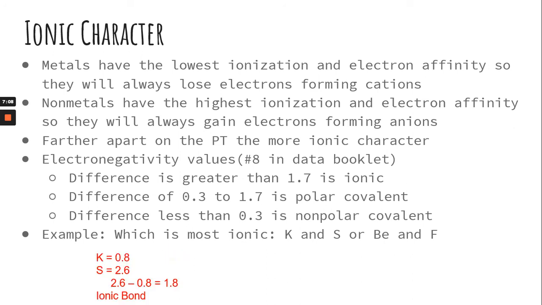So potassium, based on our electronegativity values, is 0.8 and sulfur is 2.6. You always do big minus little, so that gives us a difference of 1.8, which makes it slightly ionic. Beryllium is 1.6 and fluorine is the most electronegative at 4. So when we subtract the difference, it's 2.4, and so that is ionic. So beryllium and fluorine is more ionic than potassium and sulfur because it has the greater difference.